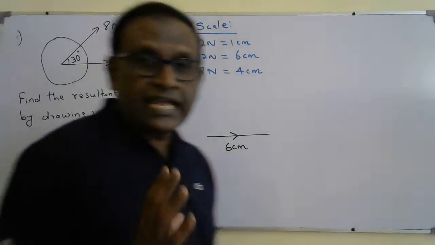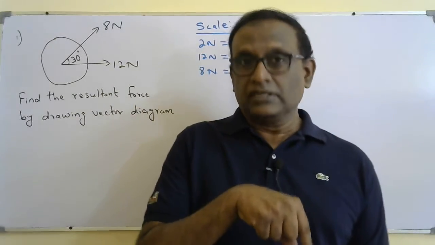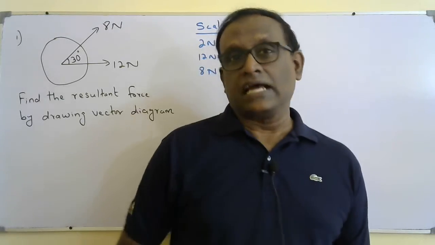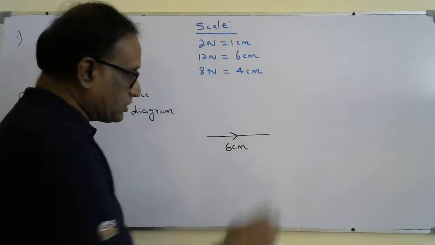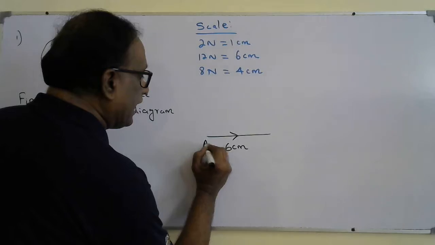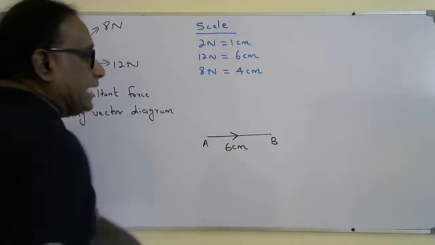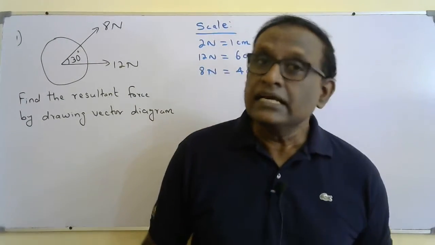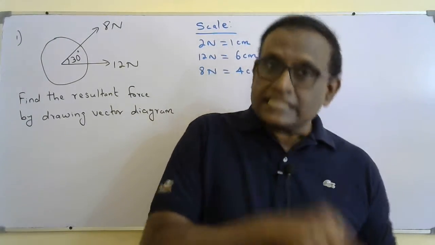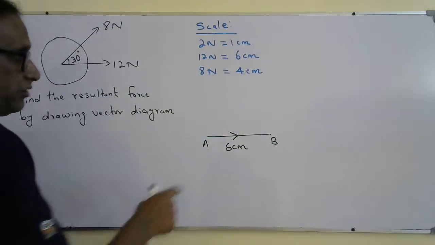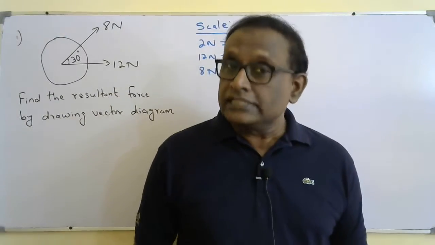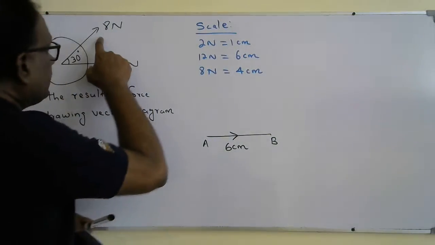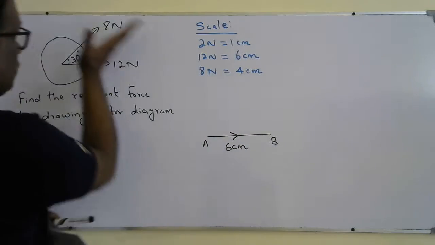Okay, so the vector addition rule says the second vector should be started from the end of the first line. So the end of the first line is this one. I can name it A, B. So the line AB represents the force 12 Newton. A is the starting point, B is the end point. So I should draw the next force, which is 8 Newton, from B, not from A. It should start from B.